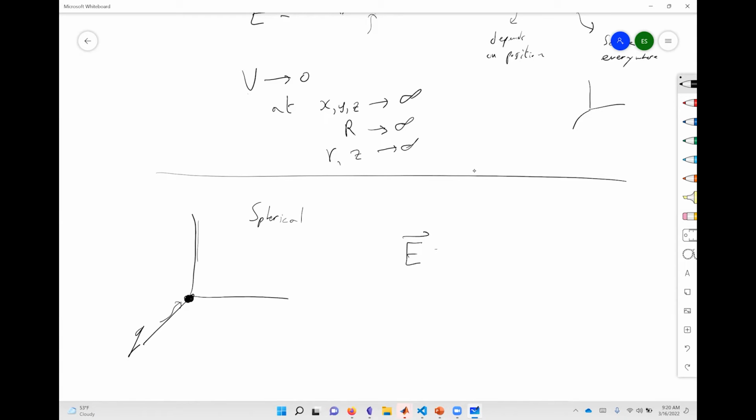We know that E is going to be r hat, Q over 4 pi epsilon naught, over r squared, where if I have this point P, this is E at a special point P. So I have the position vector r, and r is just the r magnitude, essentially. Okay, so this is Coulomb's law.